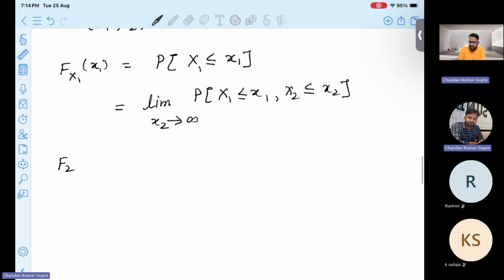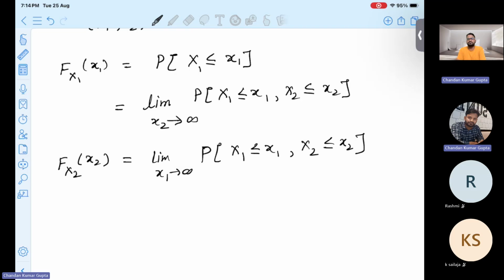Similarly, if you want to calculate the CDF for the other random variable, suppose x2 here, we apply the limit on x1 now. Probability that X1 is less than or equal to x1, X2 is less than or equal to x2. So this is how we calculate the CDF.